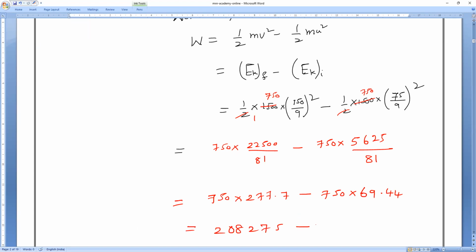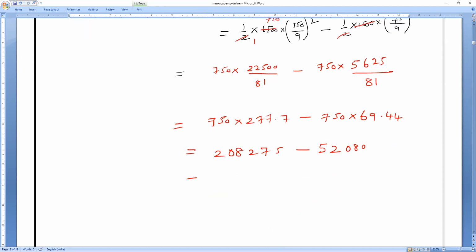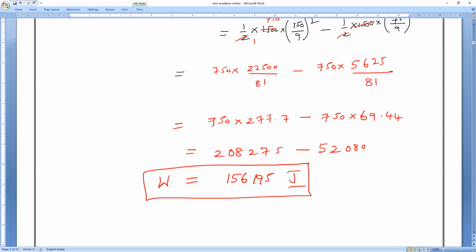208275 minus 750 into 69.44, which you will get approximately 52080. Okay, so do the subtraction, everybody. 208275 minus 52080, you will get the answer 156195. What is the unit of energy, work done, everybody? Joules. That's the answer.